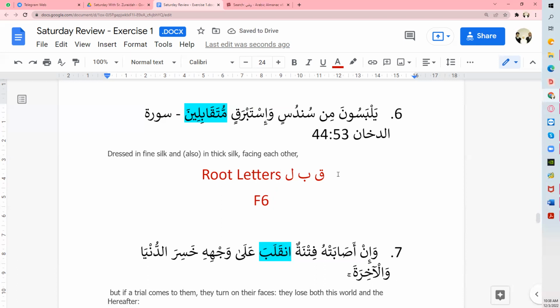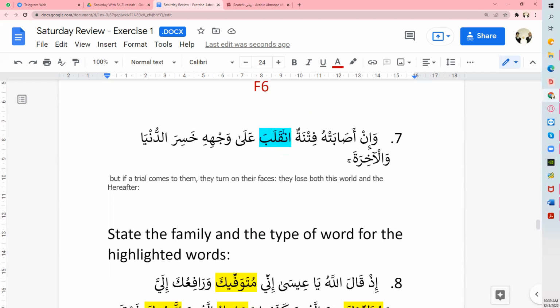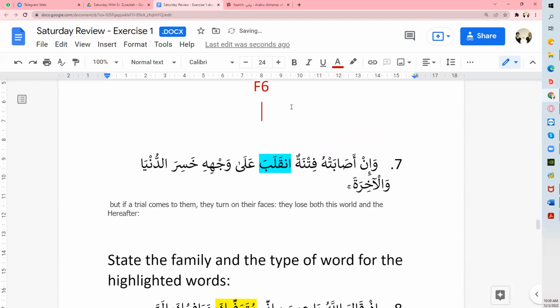Mutaqabala. Taqabala. We are looking at the madi, not at the fa'il. So tafa'ala, taqabala. Okay, let me put the letters for you. Taqabala. But something happens, remember? Something happens when you want to make the u sound. Taqabala, this is the original.